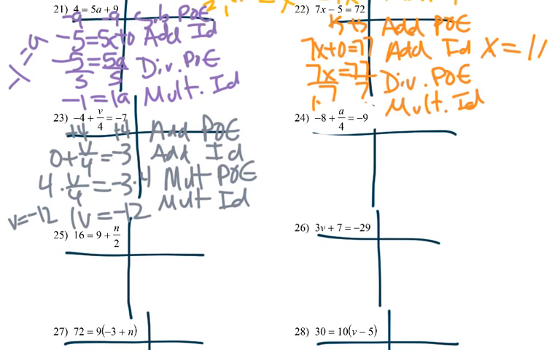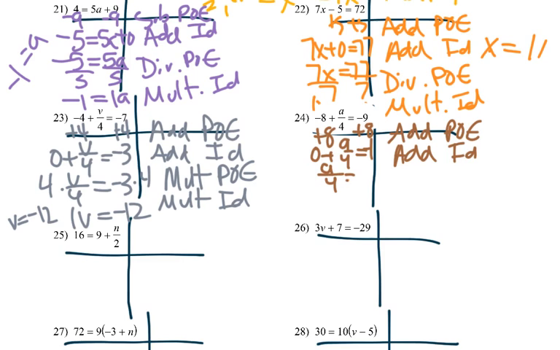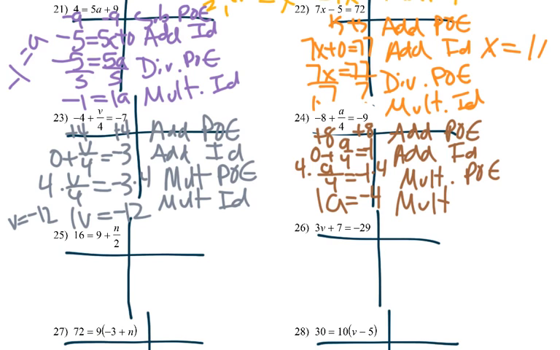Okay, 24, we end up with adding 8. So 0 plus a over 4 equals negative 1. Using the addition property of equality. Then the additive identity drops the 0. So a over 4 equals negative 1 times by 4. We get 1a equals negative 4. So we get the multiplication property of equality. And then we drop the 1 using the multiplicative identity. We get a equals negative 4.